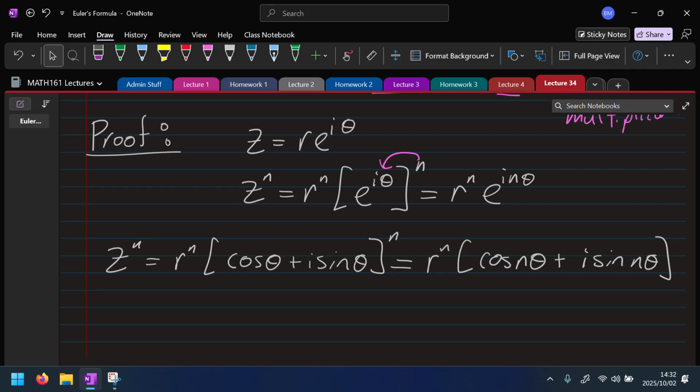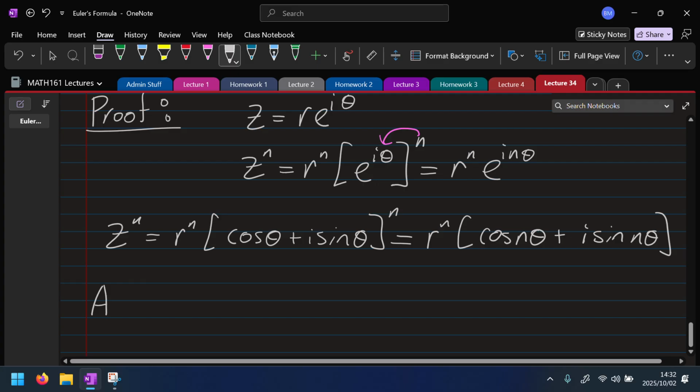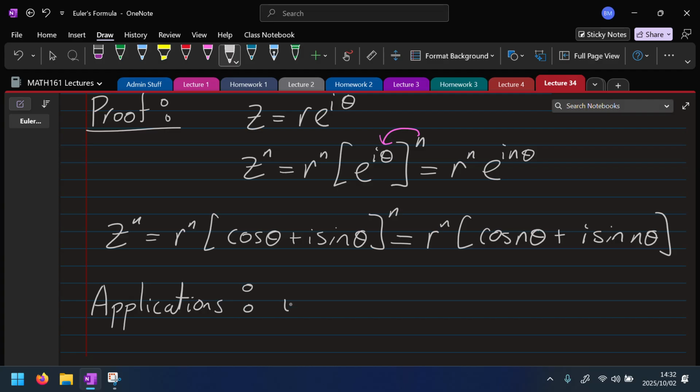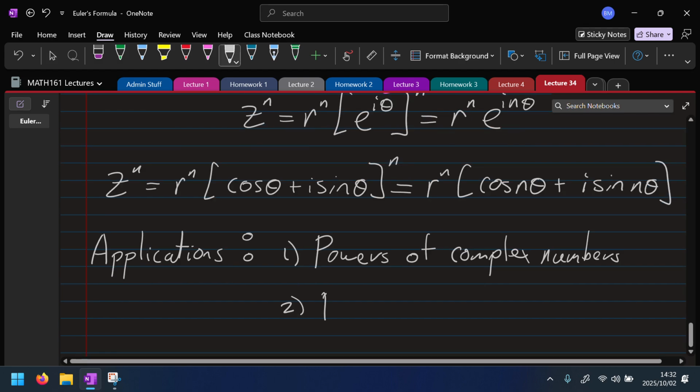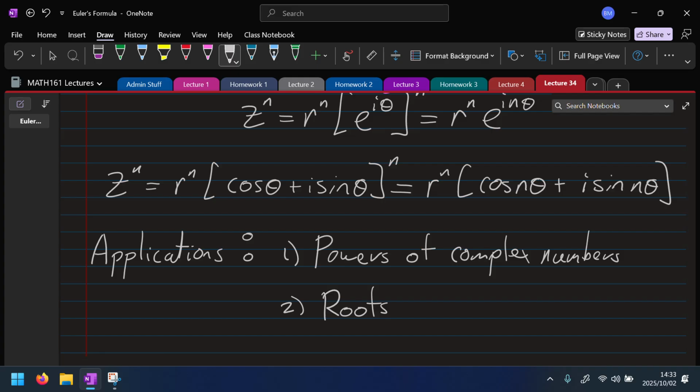You're good. Okay, let's have a look at the applications. So number 1, we're going to be looking at powers of complex numbers. Okay. Number 2, roots of complex numbers. So if n is like 3, then it's like cube power. But if n is a half, that's the same thing as roots, right? So if n is a third, that's cube roots and so on. So depending on n, you can either do powers or you can do roots.